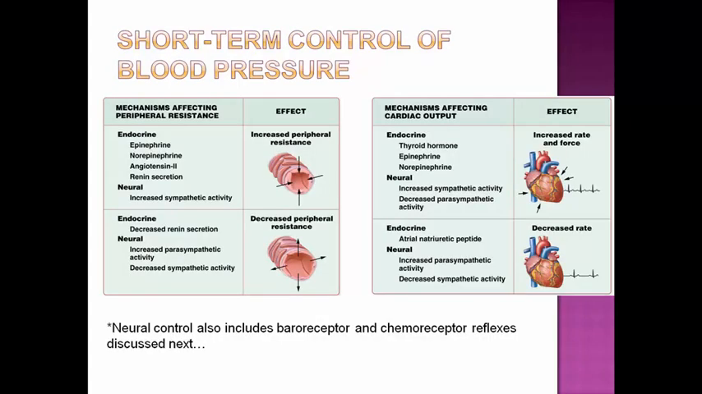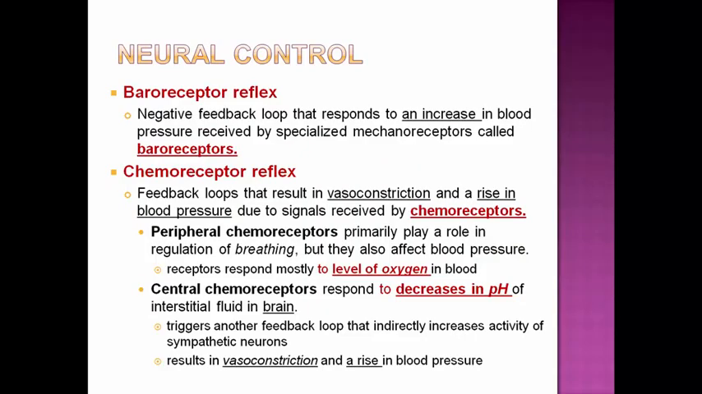So short-term control, we said, is usually the nervous system and the endocrine system, neural control. We've already talked a little bit about neural control with the baroreceptors for pressure and the chemoreceptors for the chemicals. Long-term effects, though, are usually the endocrine system and then the urinary system. As far as neural control, again, it is a negative feedback loop.